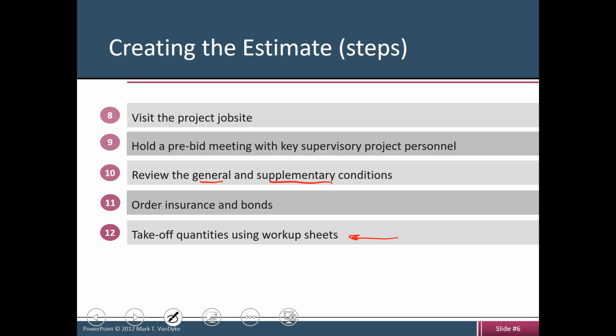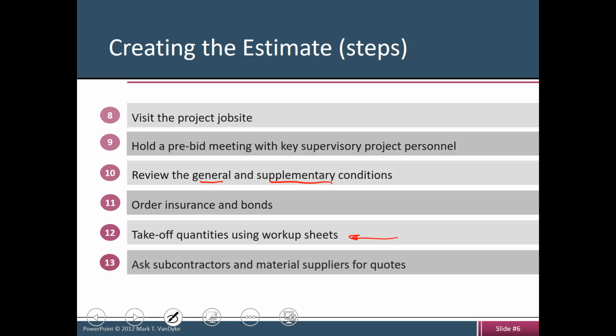That you're going to have a workup sheet, sort of like a scratch paper and a neat paper. So you're going to have what we call a workup sheet, where you do all your quantity takeoff and all your calculations, and the result and the outcome of those calculations is going to be transferred to something we call a summary sheet.